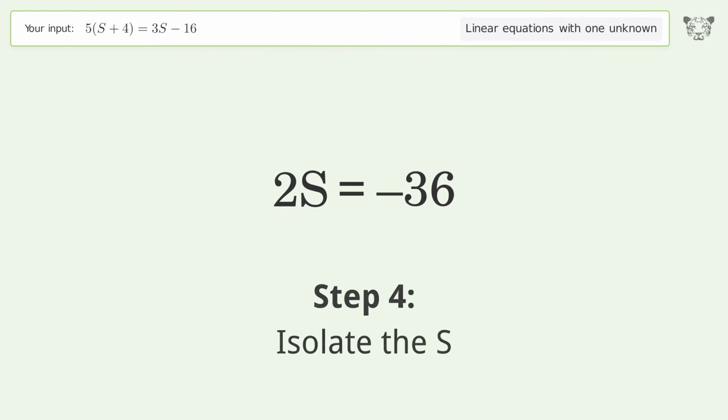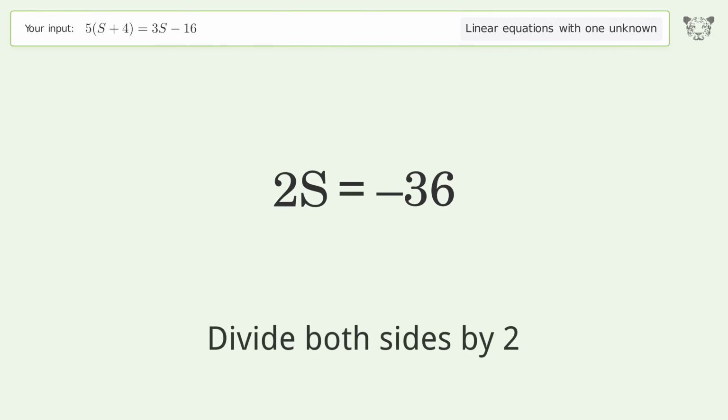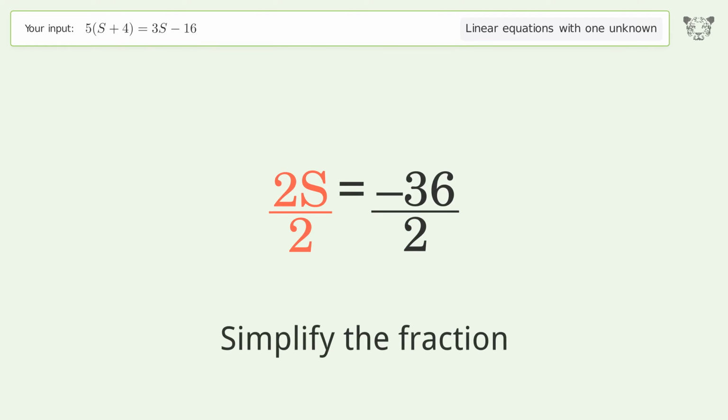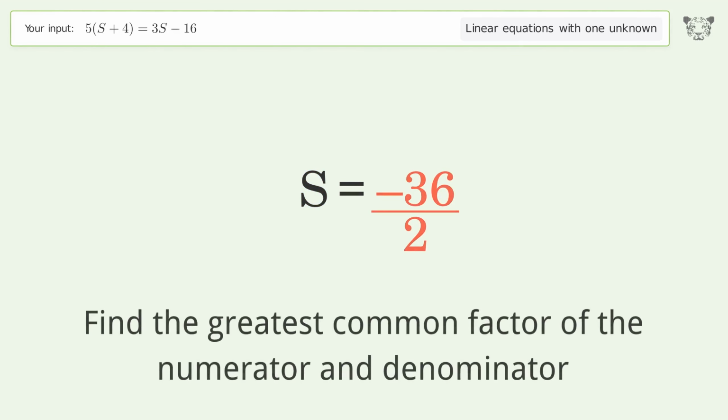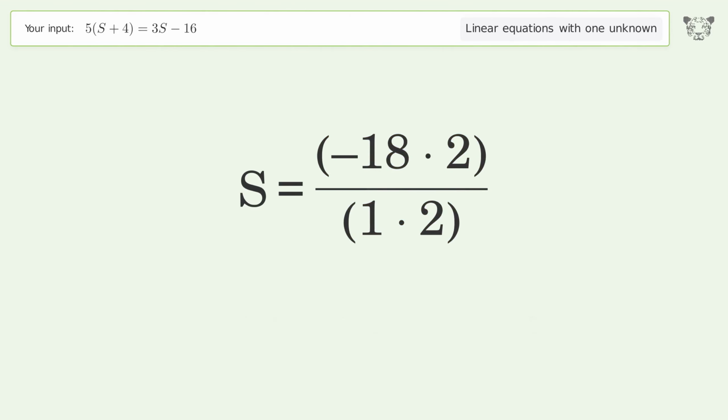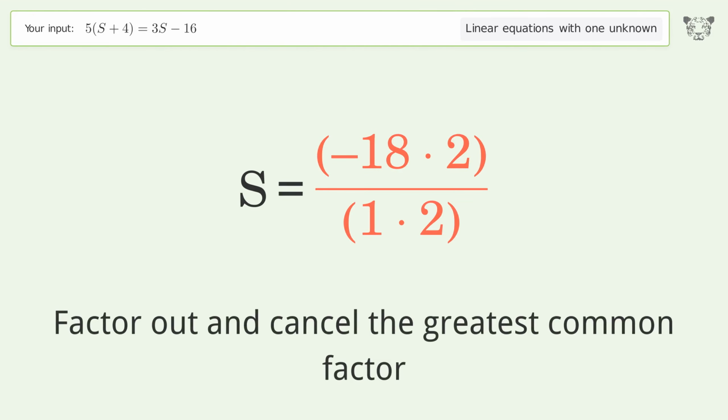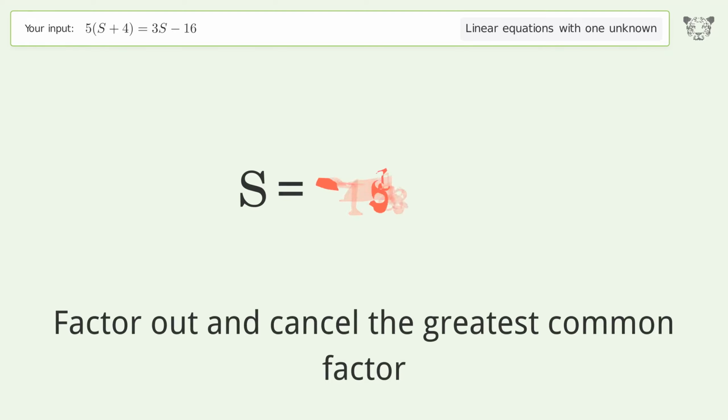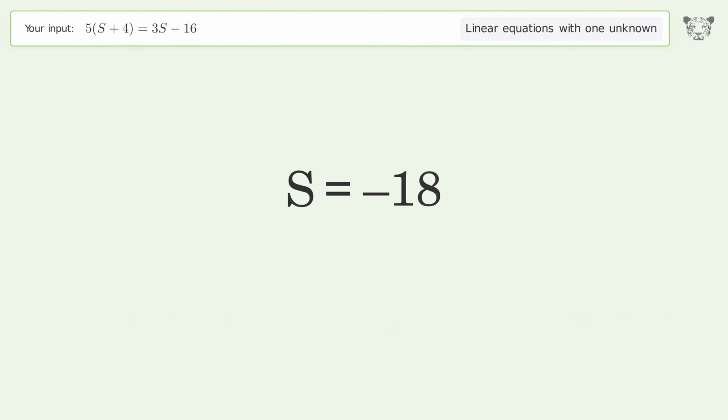Isolate the s. Divide both sides by 2. Simplify the fraction. Find the greatest common factor of the numerator and denominator. Factor out and cancel the greatest common factor. And so the final result is s equals -18.